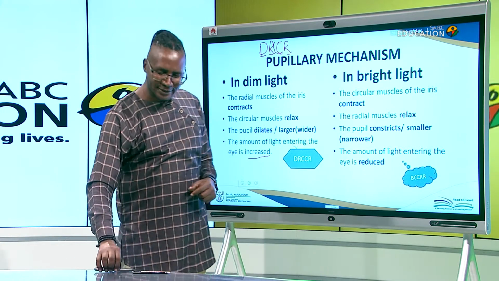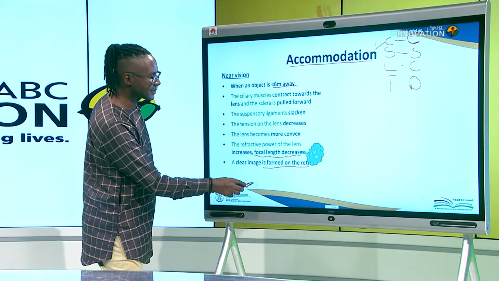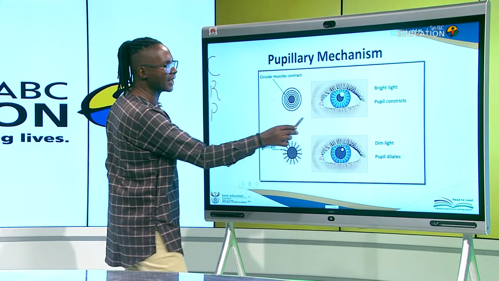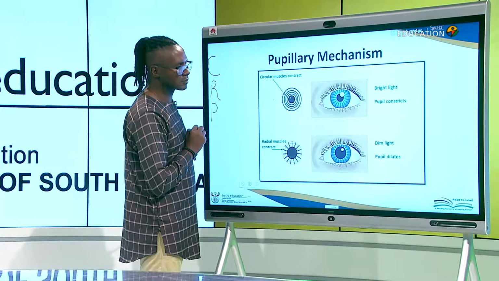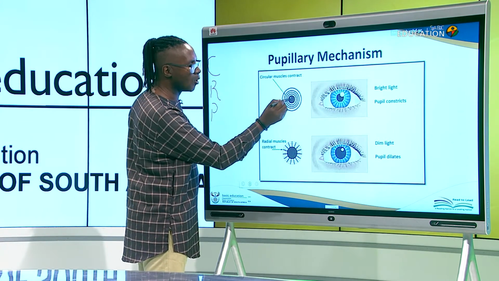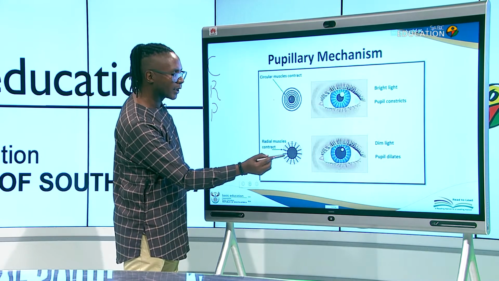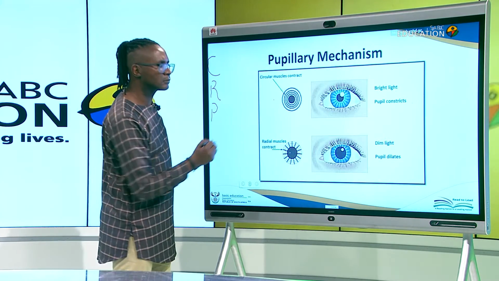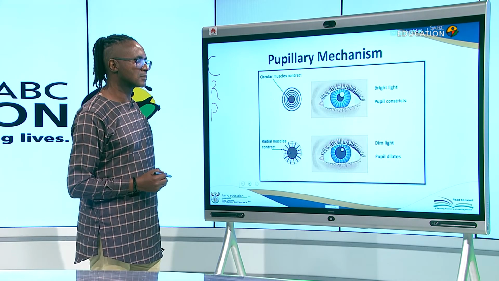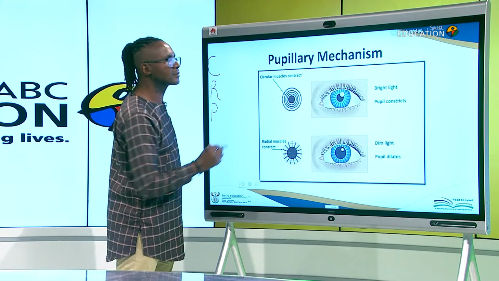So in an exam, should the examiner give you a diagram like that or like that, just by looking at this, the size of the pupil is smaller as compared to that. So therefore, this means during the night, because the pupil is bigger, and the radial muscles have contracted. So you focus on this.